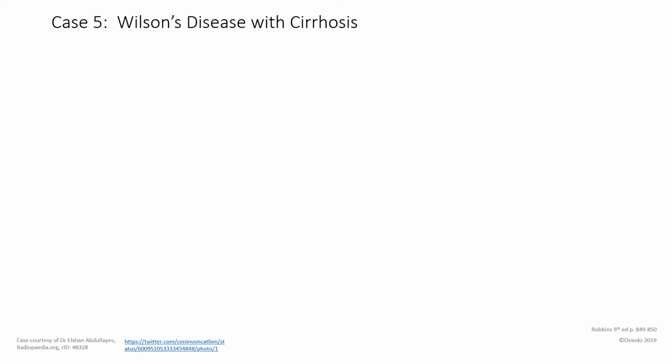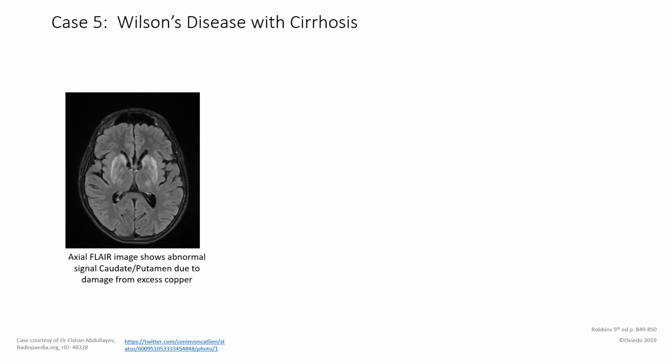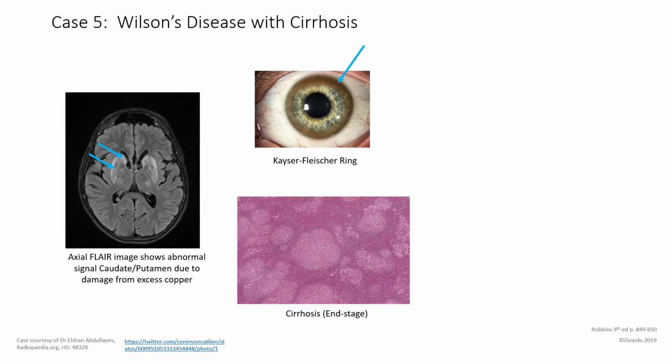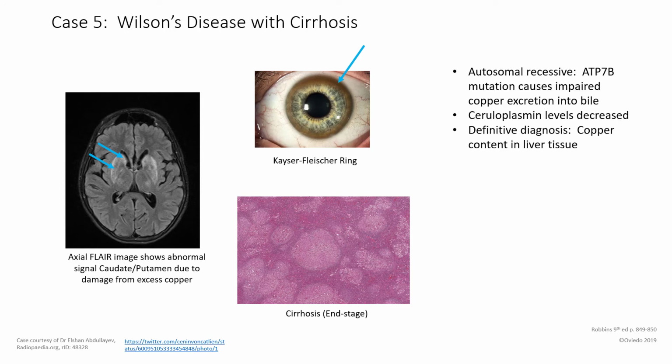Case 5 is Wilson's disease with cirrhosis. Here is our axial FLAIR MRI, which shows abnormal signal in the caudate and putamen due to damage from the excess copper. Here is the Kaiser-Fleischer ring, which is this brown ring along the edge of the cornea. Here is cirrhosis because this was a case of end-stage Wilson's disease. Wilson's disease is autosomal recessive and due to ATP7B mutation, which causes impaired copper excretion into bile. Ceruloplasmin levels will be decreased. The definitive diagnosis is generally made with the copper content in liver tissue.